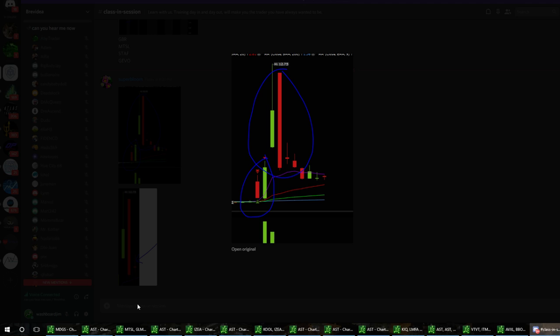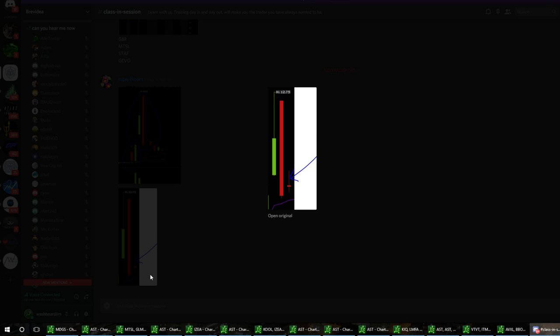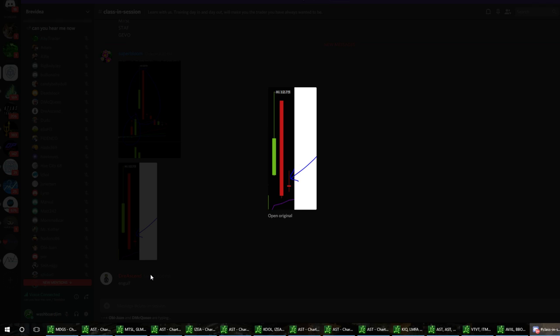What's happening here? That big red candle, it tanked all the way down. It just got crushed. It got crushed so bad that the next day it gapped up. Yes, it created a doji at the end of the day, but this stock gapped up. Is this a play that we could look for?